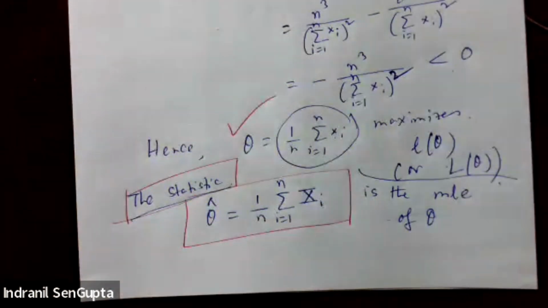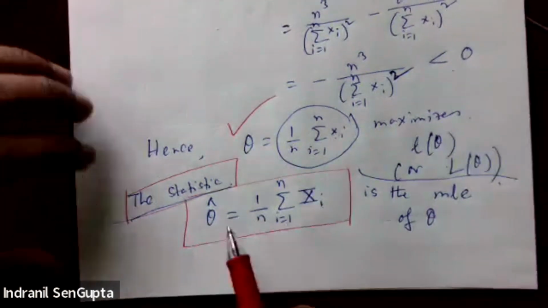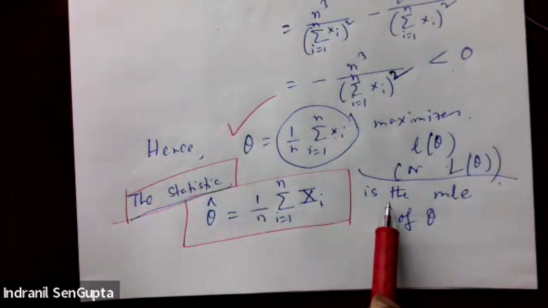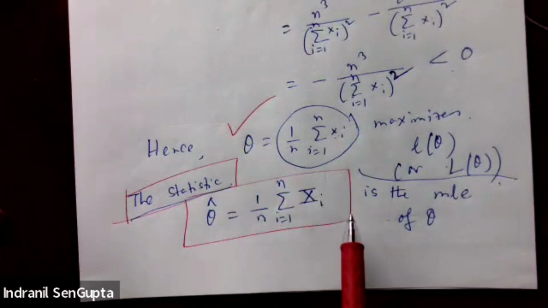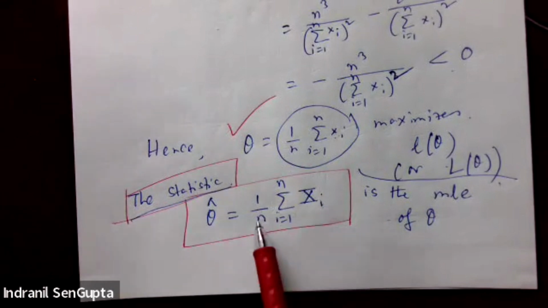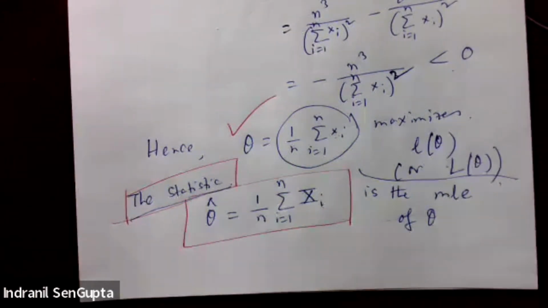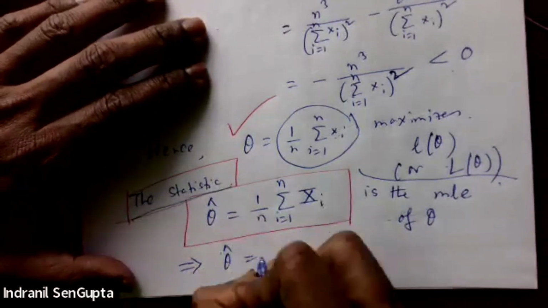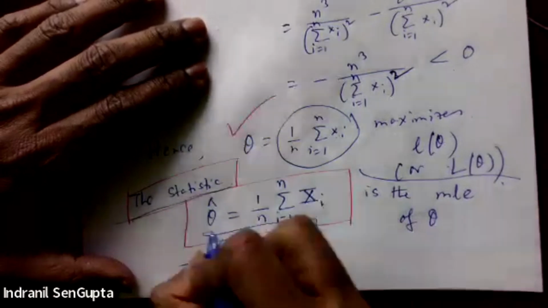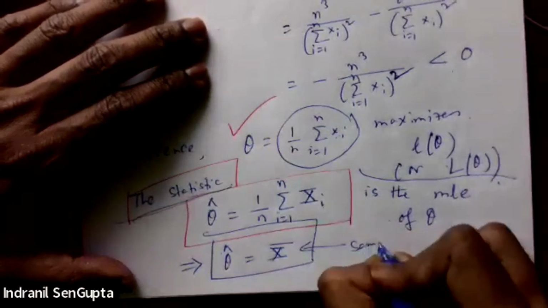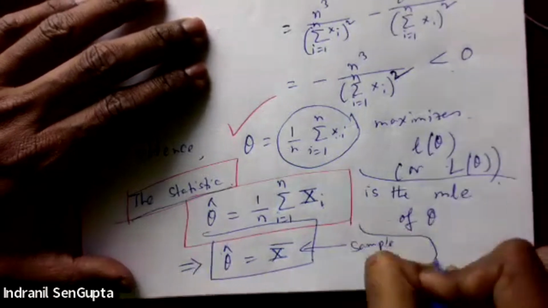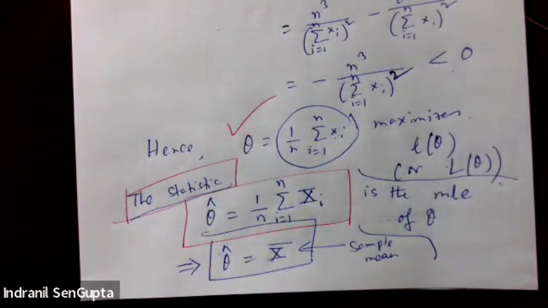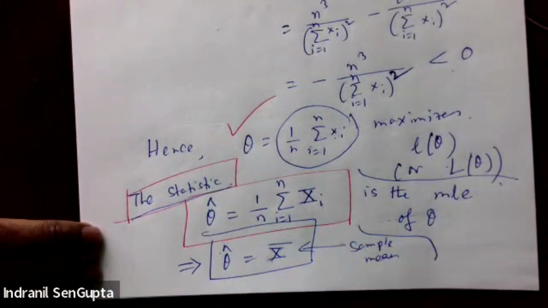Remember what is a statistic? It's a function of random variables. So there are a bunch of random variables x1, x2, xn. Now we are creating this theta hat as the summation of xi over n. And if you recall our discussion in the last class, this is nothing but x bar, that is the sample mean. So the sample mean is a good estimate for this theta for the original distribution.